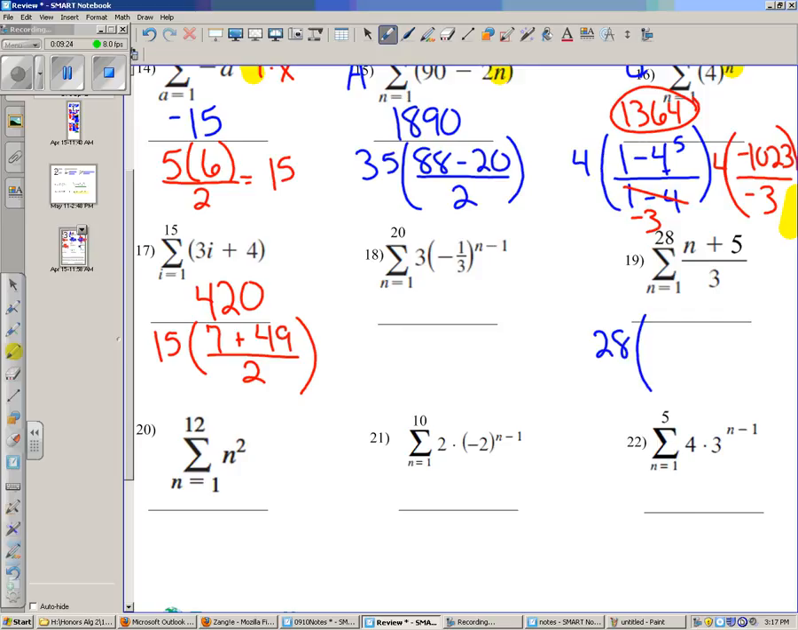And then I'm going to take the first term. So if I put 1 in there, 1 plus 5 is 6. 6 over 3 is 2. And then I'm going to put my 28th term in there. So when I take 28 plus 5, that's 33. 33 divided by 3 is 11. Average it out, dividing by 2, then multiplying by 28, and I get 182.